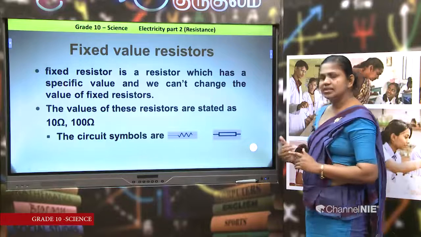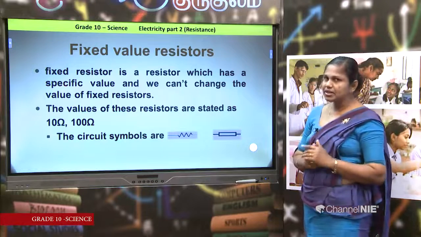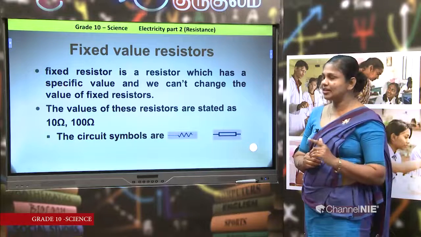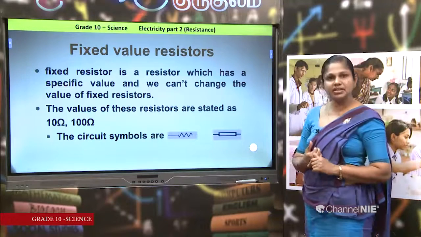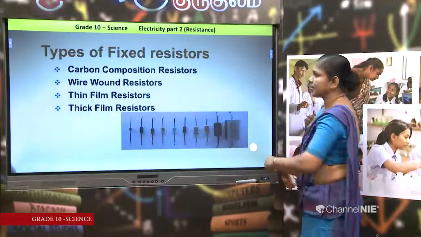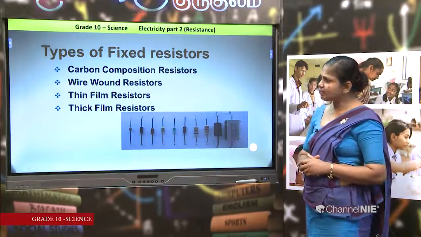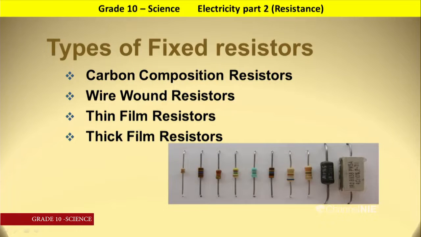According to the value and according to the requirement, we can use them in our circuit. See the circuit symbols of fixed resistors. If a fixed resistor is connected to our circuit, it must be represented by this particular symbol, children. Here, these are the types of fixed resistors: carbon composition resistors, wire wound resistors, thin film resistors, thick film resistors. Likewise, there are different fixed value resistors, children.